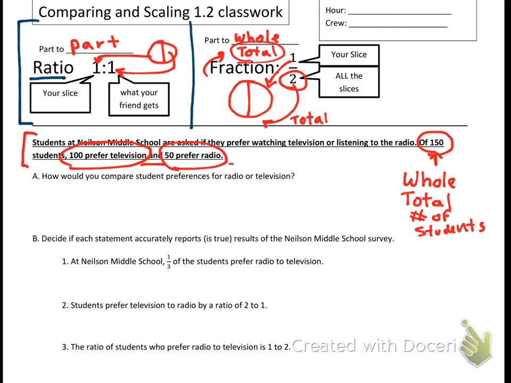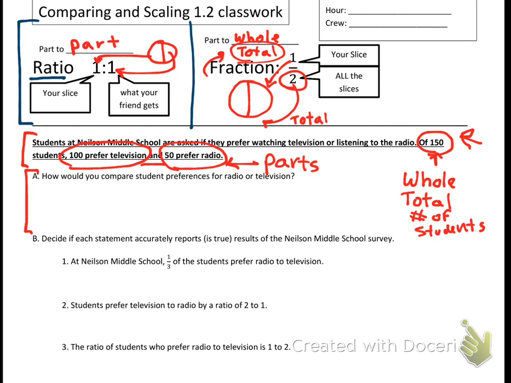These 2 sections that I've circled are parts. 100 like television, 50 like radio. Together there are 150. So, how would you compare student preferences for radio and television? What different ways can we compare them? Think about them for a second.